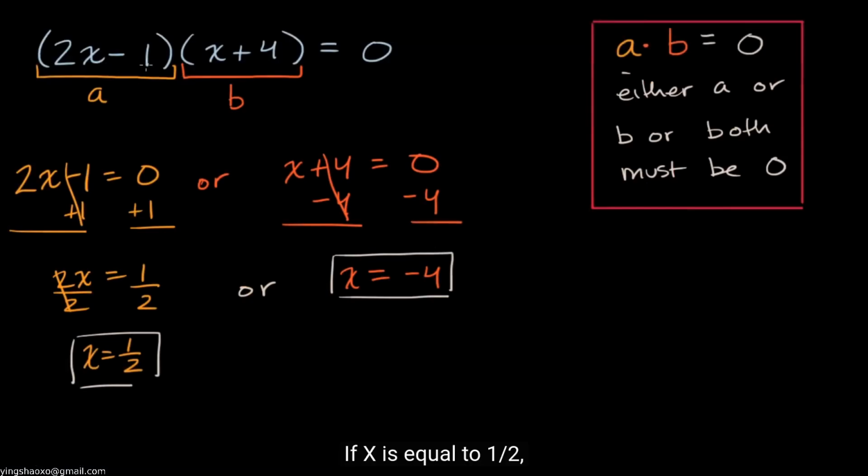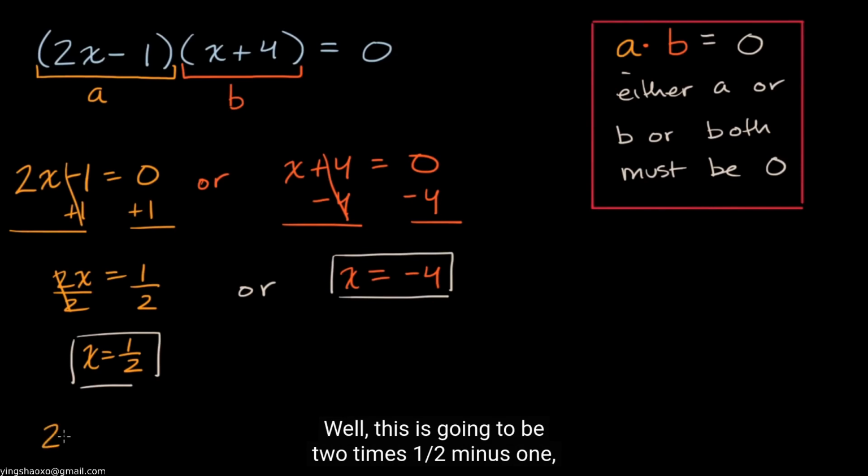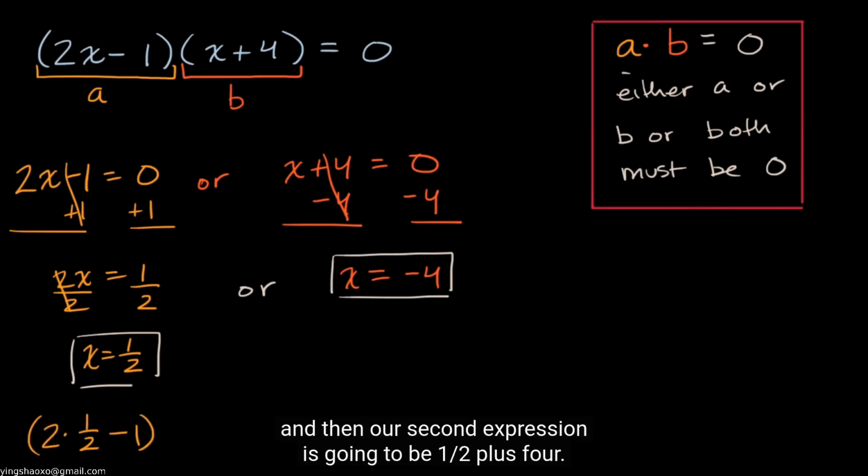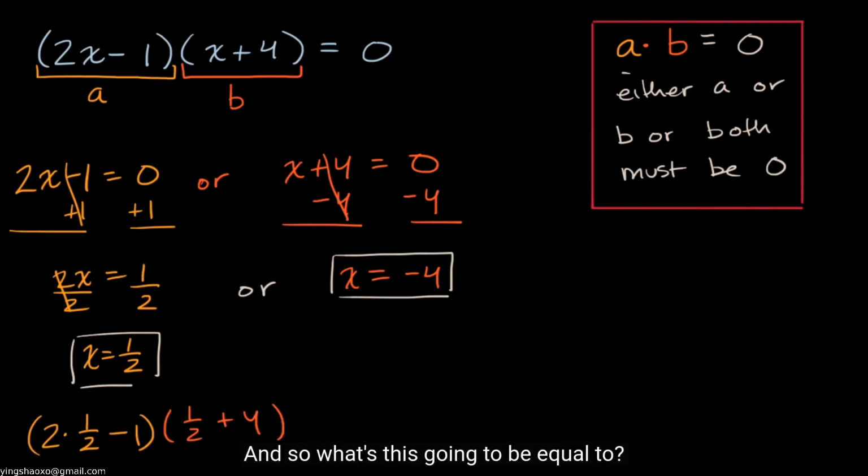If x is equal to 1/2, what is going to happen? Well, this is going to be 2 times 1/2 minus 1. That's going to be our first expression. And then our second expression is going to be 1/2 plus 4. And so what's this going to be equal to? Well, 2 times 1/2 is 1. 1 minus 1 is 0.